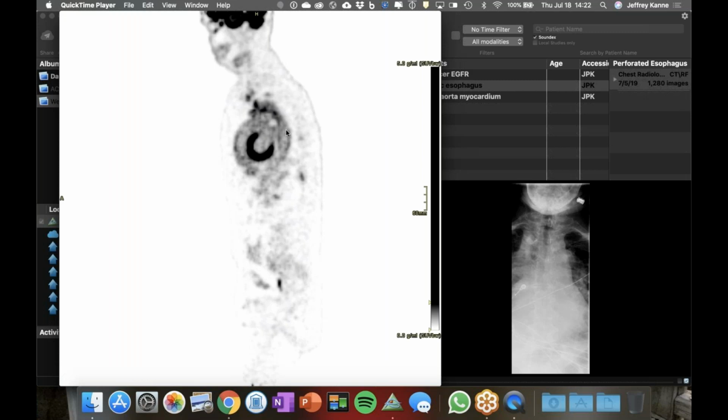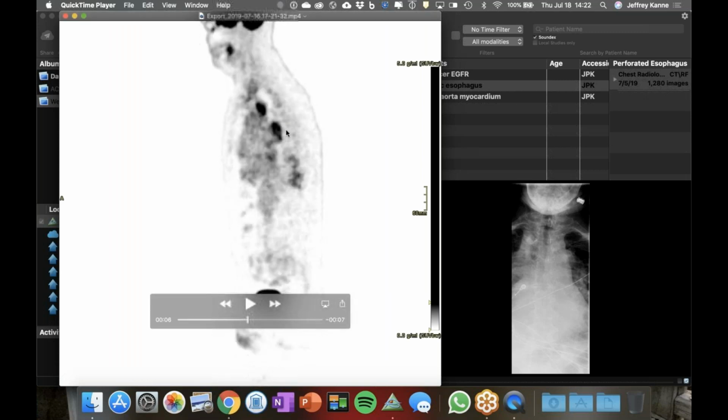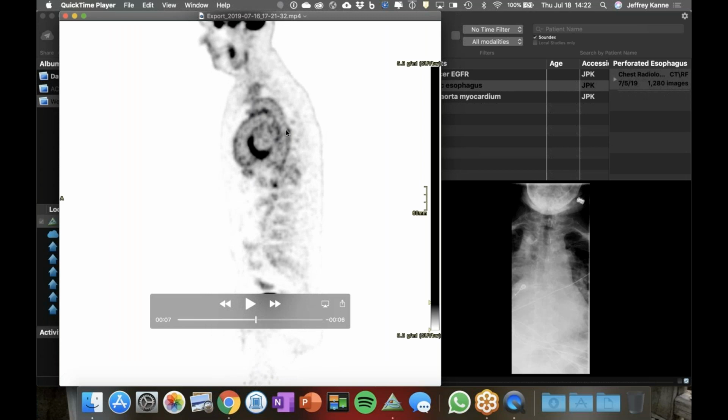Yeah, I don't think they're going to want to biopsy the aorta if they can avoid it. But yeah, it's at least a nice case of aortitis either way. Wow. But yeah, it's kind of cool.